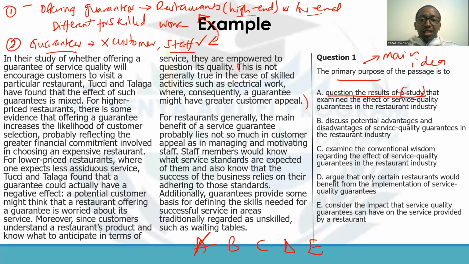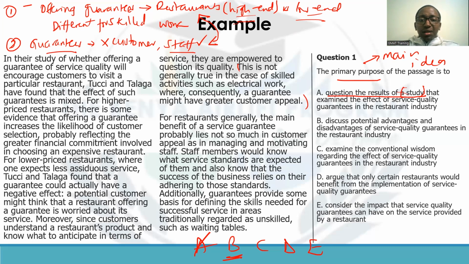B: discuss potential advantages and disadvantages of service quality guarantees in the restaurant industry. If you notice, the first paragraph can be summarized that way: advantages and disadvantages of service quality guarantees. And the second paragraph is discussing another advantage of service guarantees, which is motivation of staff and staff standards. So B is actually summarizing or giving us the overall idea of the passage. So keep B.